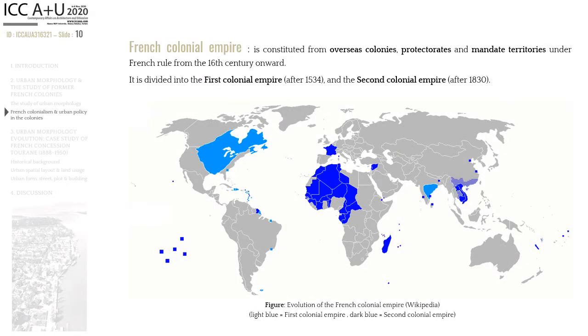Besides natural and local characteristics, urban form evolution of a colony strongly depends on the policy of the colonists. The colonists also play a superior role in every aspect of colonial life. The French colonial empire is constituted from overseas colonies, protectorates, and mandate territories under French rule from the 16th century onwards. It is divided into the First Colonial Empire after 1534 and the Second Colonial Empire after 1830.